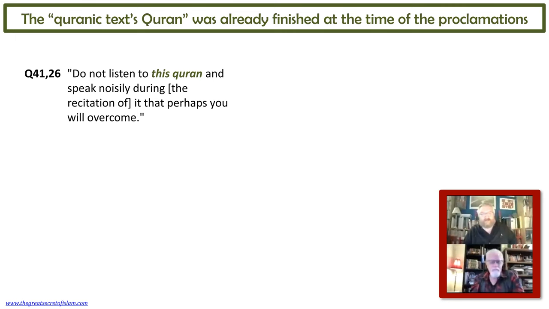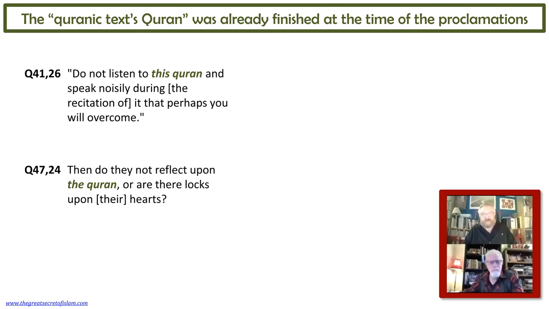and we see that in Surah 41 verse 26, someone is speaking about the Arabic lectionary as being something already finished, already written, already done at the time of the proclamation. This is what we can make out of this verse. Do not listen to this Quran and speak noisily during its recitation. One could not speak like this if the Quran was not already finished. And it is the same in Surah 47, verse 24. Then do they not reflect upon the Quran or are there locks upon their hearts? So the Quran is something that is already done here. Otherwise, this verse would not make sense.